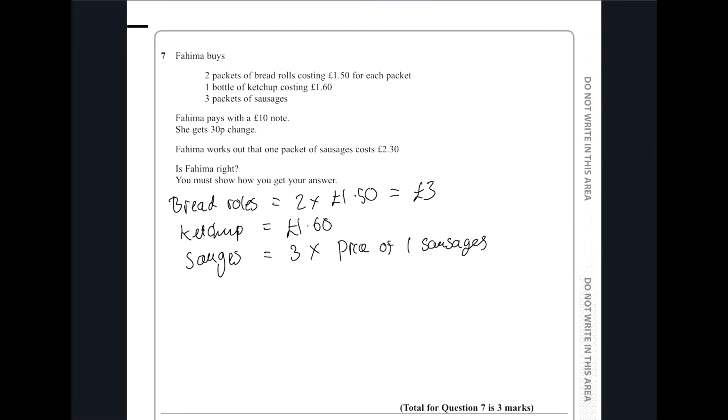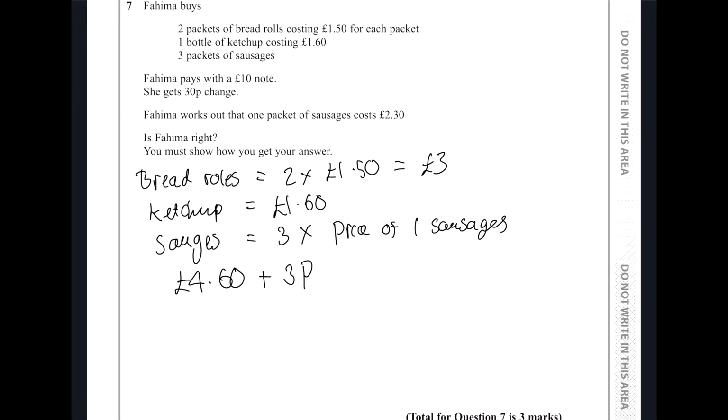So we know that £4.60 plus the price of 3 lots of our packets, which I'll call P, would be the total amount that she bought. And if she pays with a £10 note and gets 30p change, then that means in total the amount was £9.70, right? The difference between what she used to pay with and the amount that she gets back. So we know that it's this.